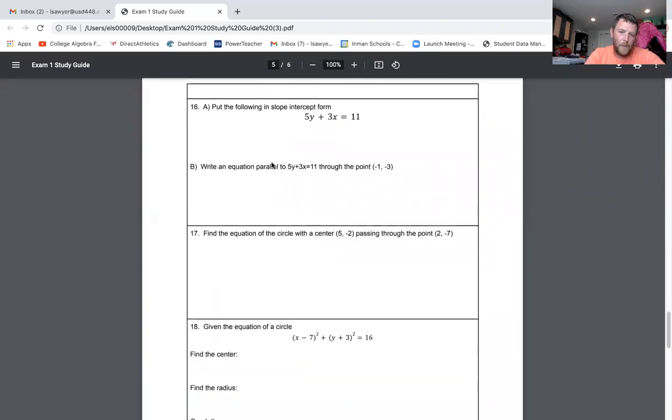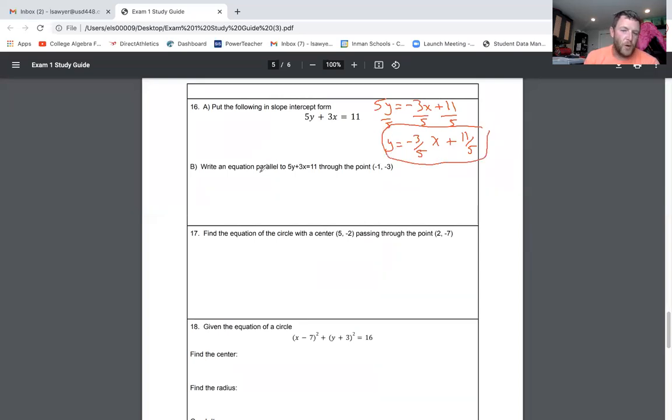Next, 16. Put the following in slope-intercept form. Write an equation parallel through the point -1, -3. Okay. Put the following in slope-intercept form. That means solve for y. So minus my 3x. I get 5y is equal to -3x plus 11, divided by 5, divided by 5, divided by 5. y is equal to -3/5 x plus 11/5. That's your first answer. That's slope-intercept form.